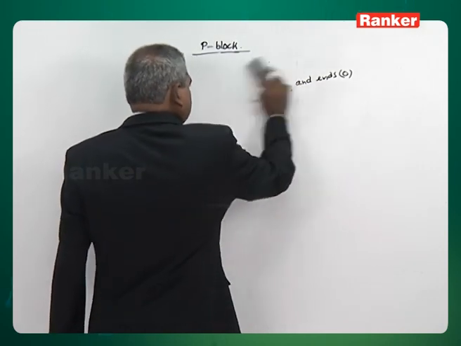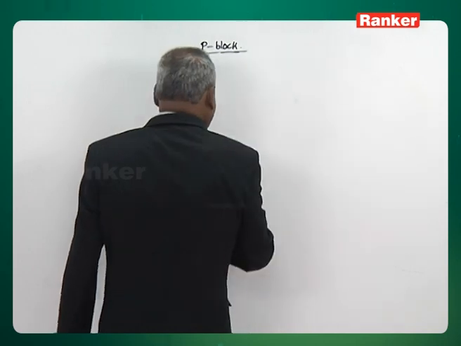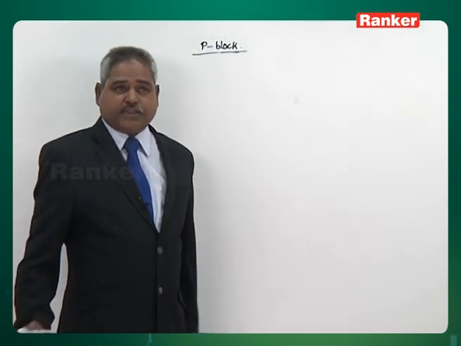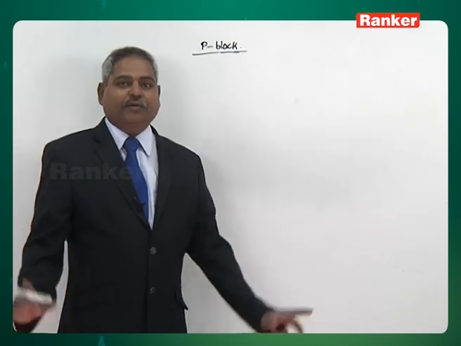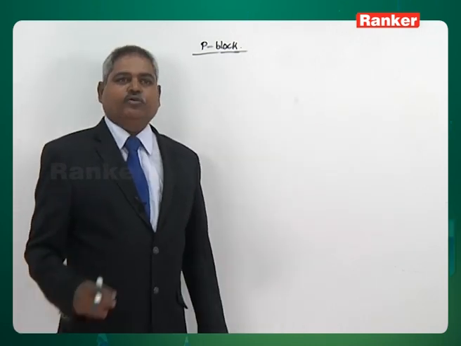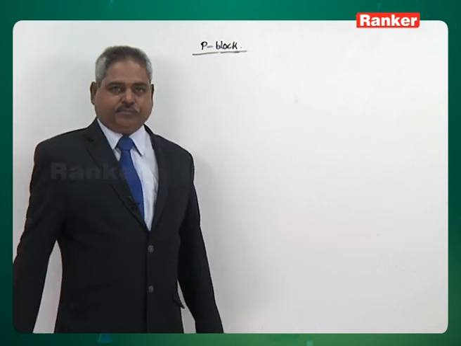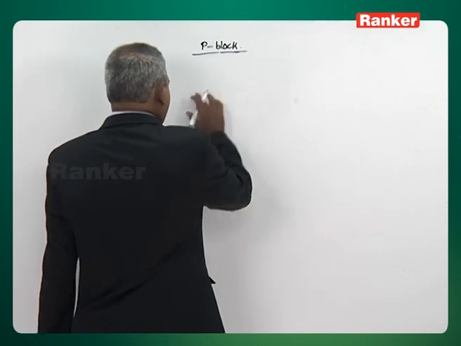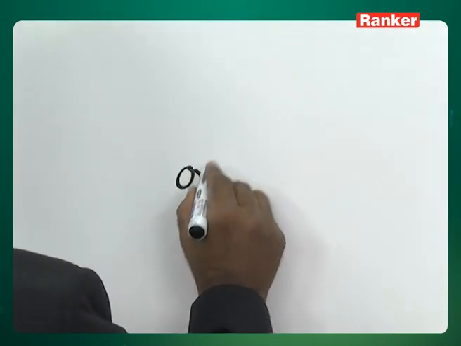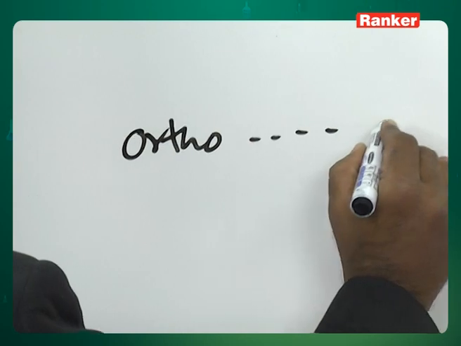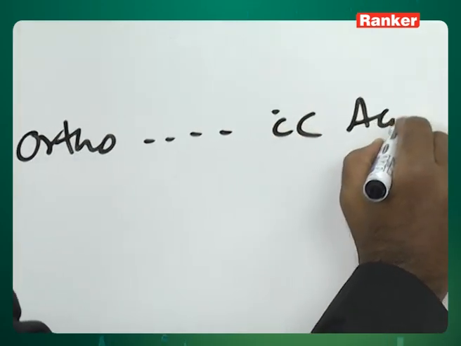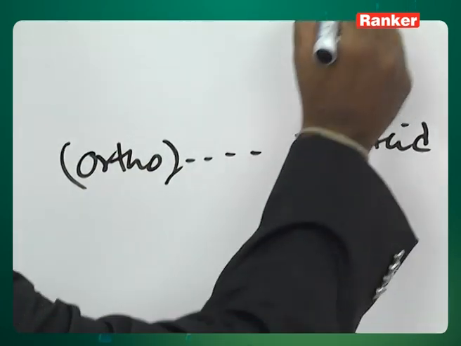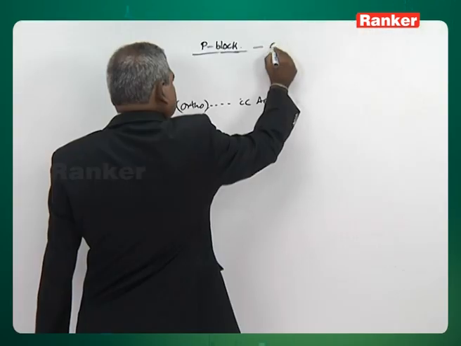Now, the most important thing in oxy acids is their names. If you know the name, you can do virtually anything. The name is what is important. Now, ortho, -ic acid. This term ortho is optional.